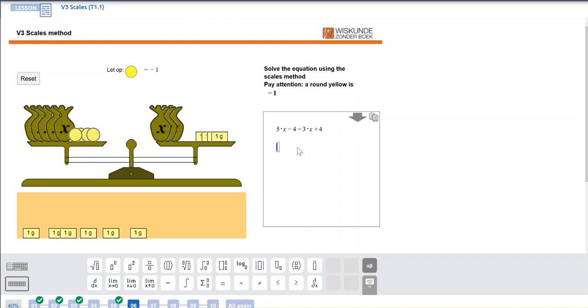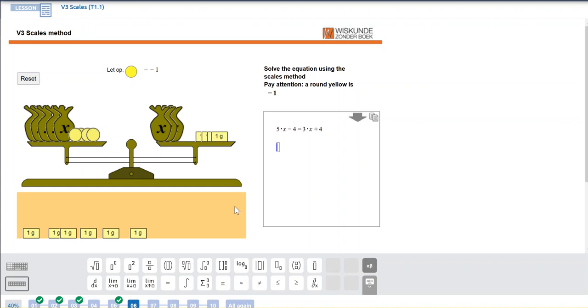So the minus 4 here is new. We see on the scale 5 bags of x and 4 of those yellow circles that represent minus 1. So these 4 is minus 4 together. And that has the same weight as 3 bags of x plus 4 loose marbles, as I keep calling them.